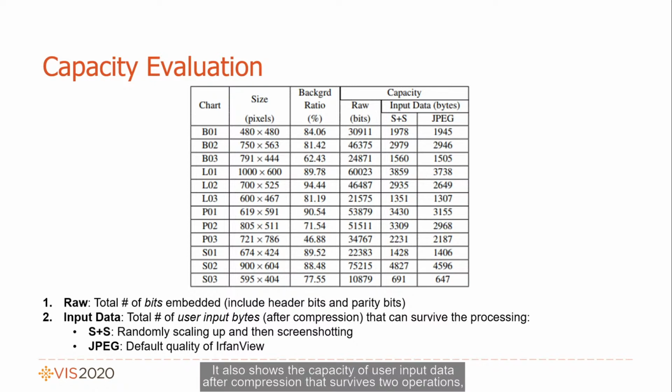It also shows the capacity of user input after compression that survives two operations. The first is random scaling up and then screenshot. The second is JPEG compression with the default quality. The input capacity ranges from about 650 bytes to more than 3800 bytes.